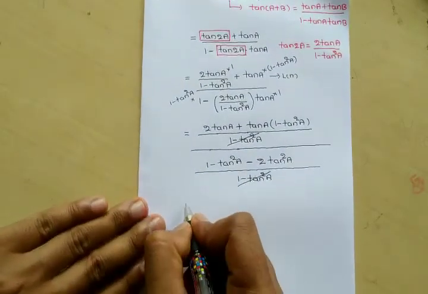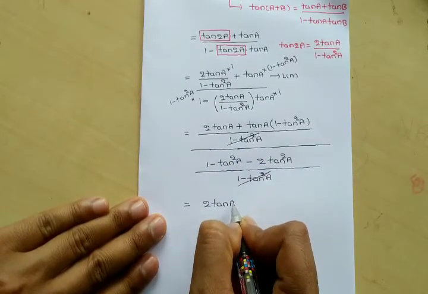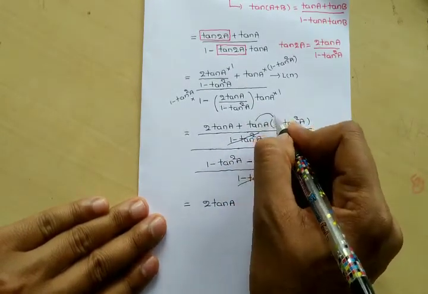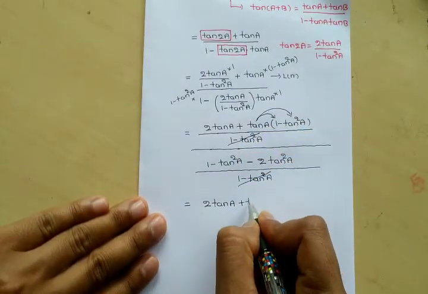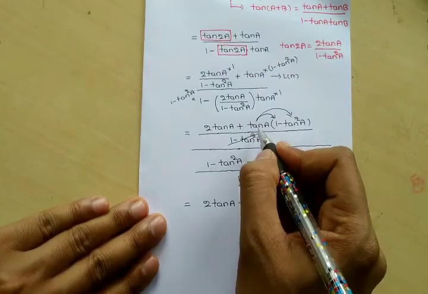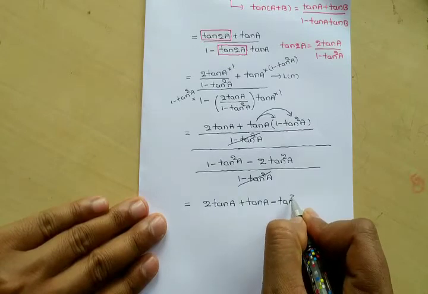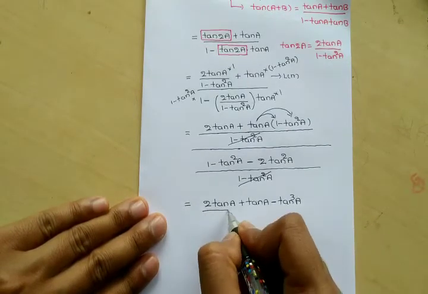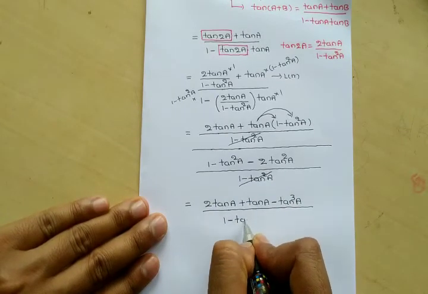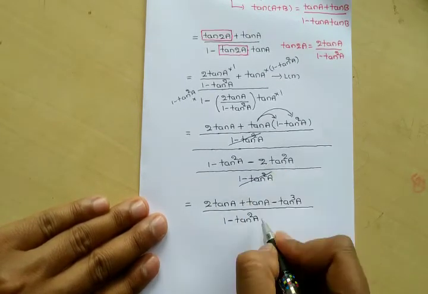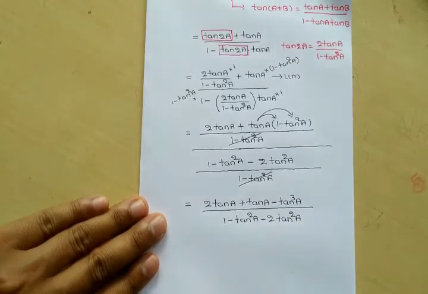Next, here you can cancel 1 minus tan square, 1 minus tan square. So next, it equals, here remaining value is 2 tan A, open the bracket. So these two you multiply. So tan A into 1 is tan A. Next, tan A minus tan square A is minus tan cube A, divided by here 1 minus tan square A minus 2 times tan square A. I am going to keep it as it is.